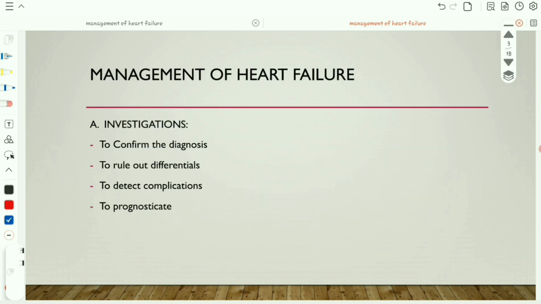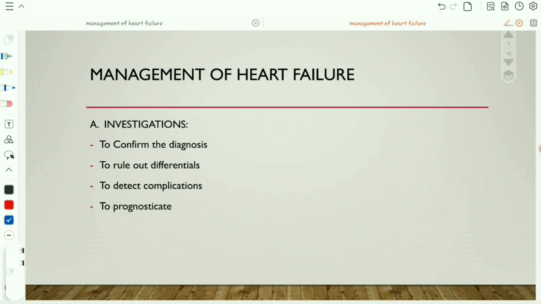Now, let's continue. You've taken history from a patient with heart failure, you've examined. Now, the examiner says, how will you manage this patient? You don't just start saying, I will do this, I will do that. There are ways to say it that would actually make the examiner give you good marks. So, the first thing you want to say is, sir, this is how I'll manage this patient.